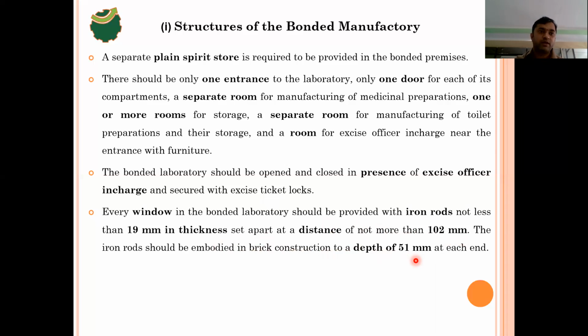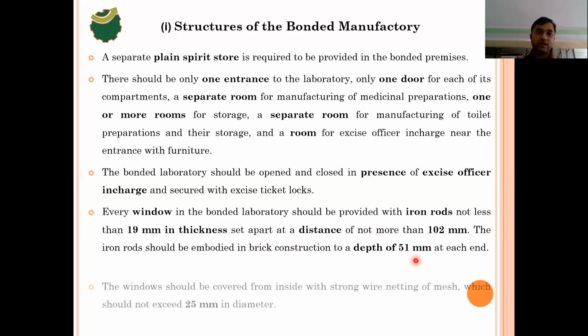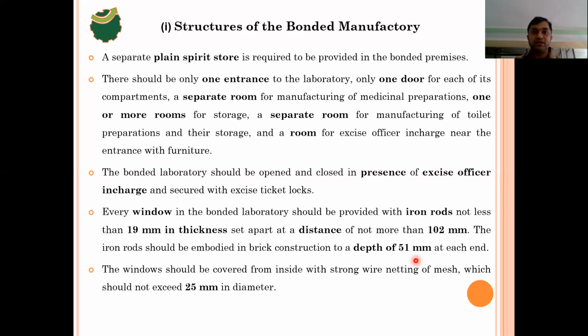They should be embedded and covered with strong wire netting of a mesh not exceeding 25 mm in diameter. So the windows should be covered from inside with strong wire netting of mesh which should not exceed 25 mm in diameter. So this is about the window style. The window should contain iron rods of 19 mm thickness, 1 or 2 mm apart, and the iron rods should be embedded in brick construction to a depth of 51 mm.